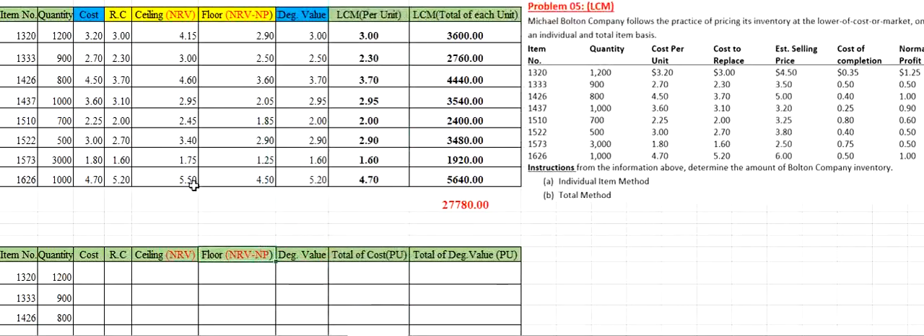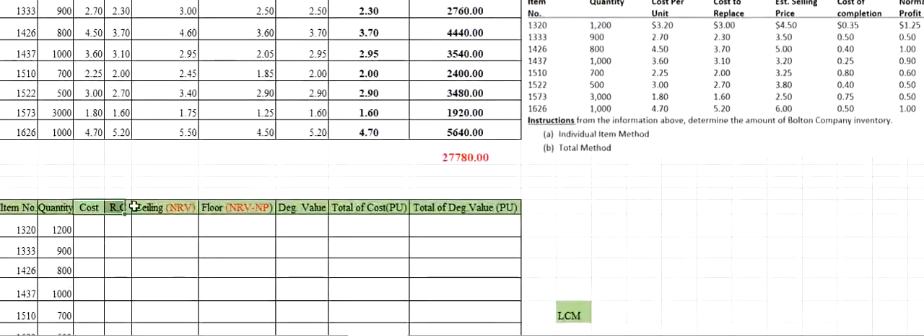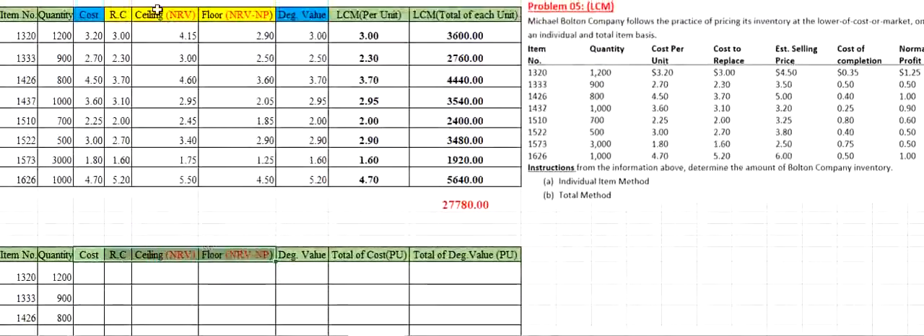If you can see the initial tables of this second part, it is the same as the first one. We have a cost column here. We have a replacement cost here also, ceiling, floor, designated value. So till this column we have, you can say, kind of common things.